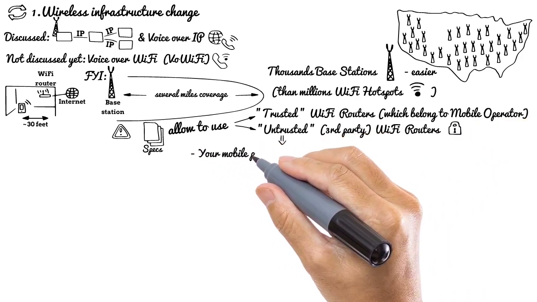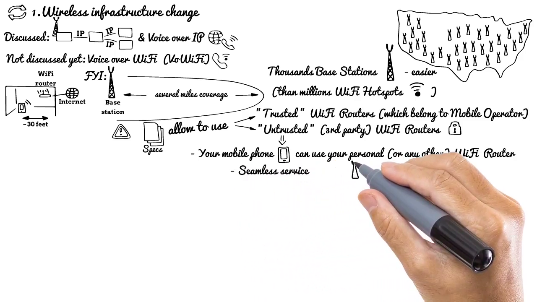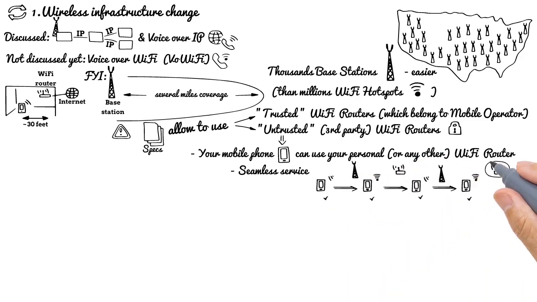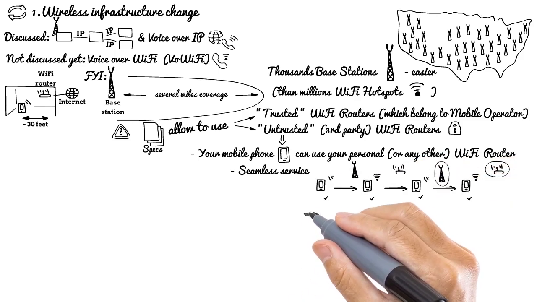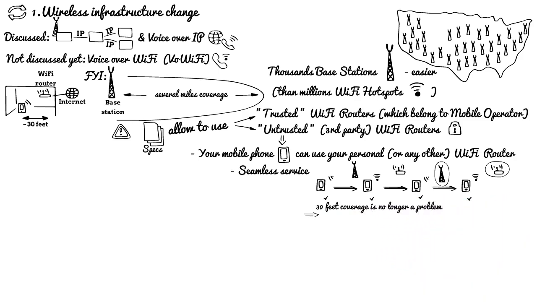That means your mobile phone potentially can use your personal Wi-Fi router at home, or any other Wi-Fi router, for voice over Wi-Fi service. What is also important, specifications follow mobile network principles to provide seamless service regardless of which signal the mobile phone is currently exposed to, a Wi-Fi router or a regular mobile network base station, during the voice call. And that means 30 feet coverage no longer blocks implementation of voice over Wi-Fi. Nowadays, Wi-Fi routers are widely represented in city centers and work in most homes.